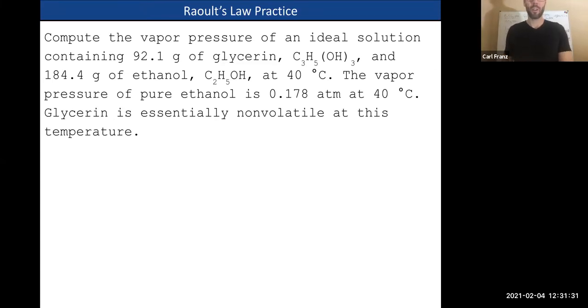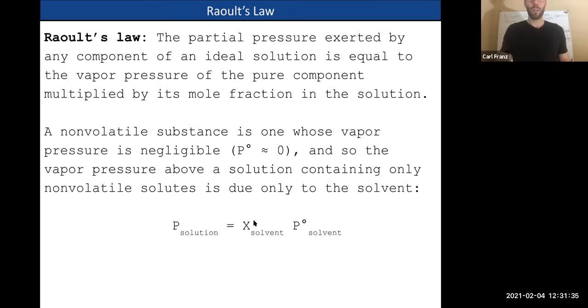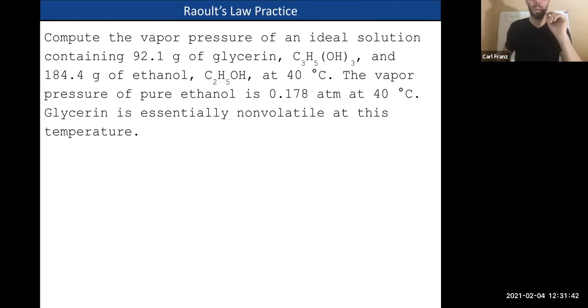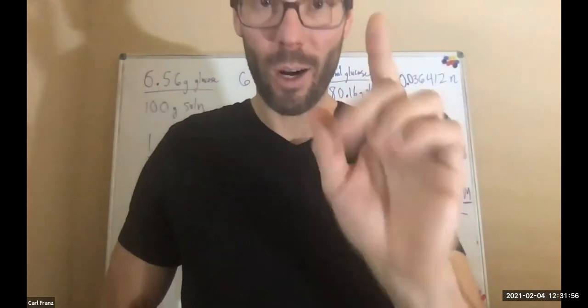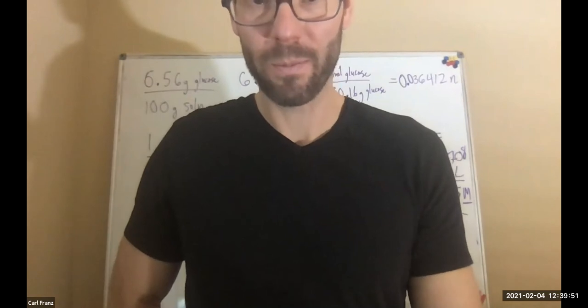Glycerin is essentially non-volatile. Okay, so we can use that P solution equals P solvent times mole fraction solvent. So you've got to find the mole fraction, which we worked on just previously, and then use that to multiply by the vapor pressure, and that will give you the vapor pressure of the ideal solution. Okay. So now I'm going to pause it. I'm going to have you guys pause it, and then we'll go over it. Try to work on it on your own though.